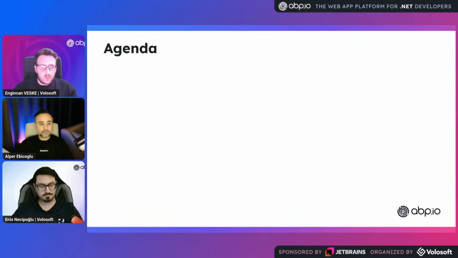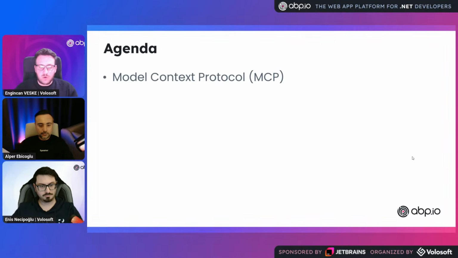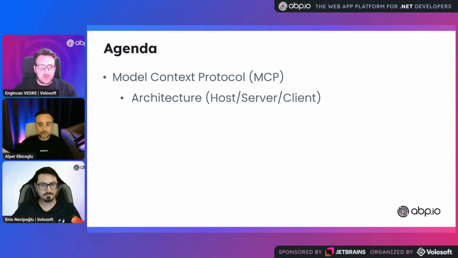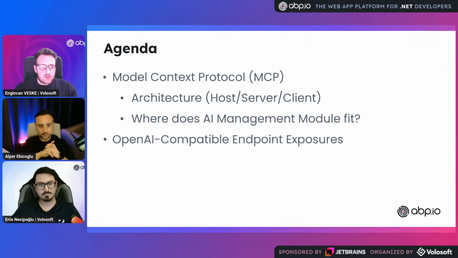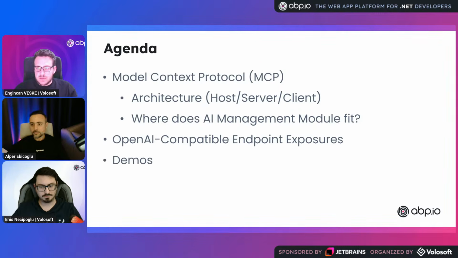First, I will start with what the Model Context Protocol is. I will briefly explain that. Then we will see the architecture briefly, and then the important point for us is where the AI management module fits with all of this Model Context Protocol stuff. And then I will also show you the OpenAI-compatible endpoint exposure, and we will make some demos to showcase the features that came with version 10.2.